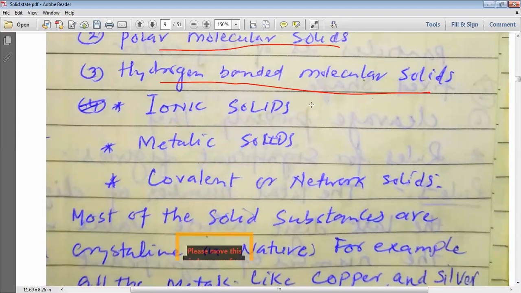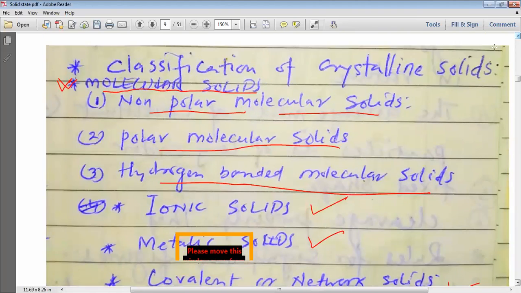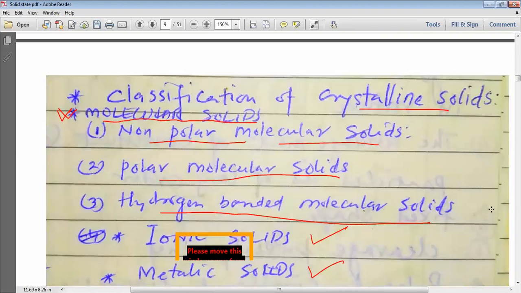Then the next class is ionic solids. Then the next one is metallic solids. And then the next one is covalent solids. So my dear students, we can say that the crystalline solids are classified into four classes. Number one, molecular solids.